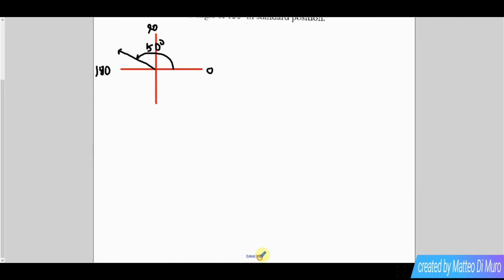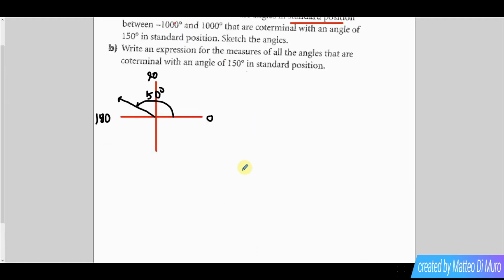So if we're going to do all the angles that are coterminal with this, we know that we're going to be adding and subtracting 150 degrees. So I'm going to start with 150. Now if I add 360 degrees to that, I'm going to get 510 degrees. I'm going to check. Still less than 1000? Perfect. Let's add 360 again. I get 870 degrees. Now, if I add 360 again, I know I'm going to be over 1000, so I'm going to stop there. That's my last angle.